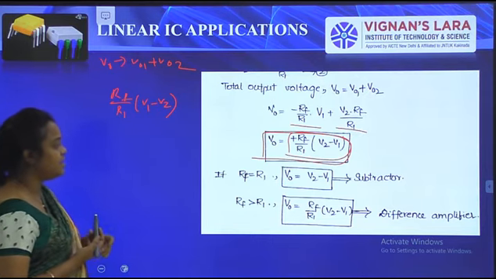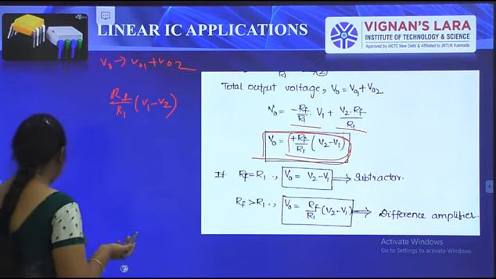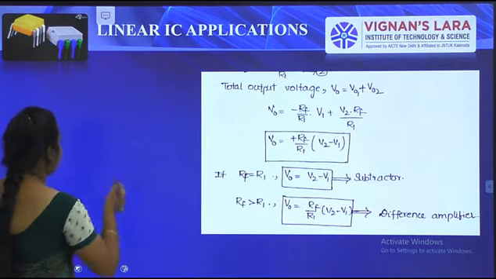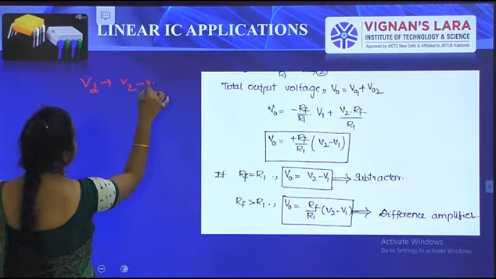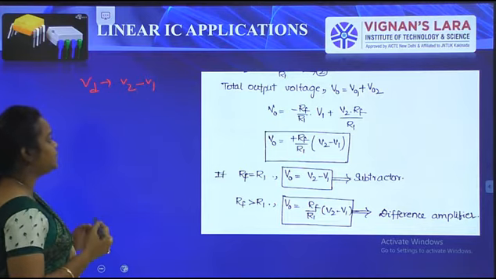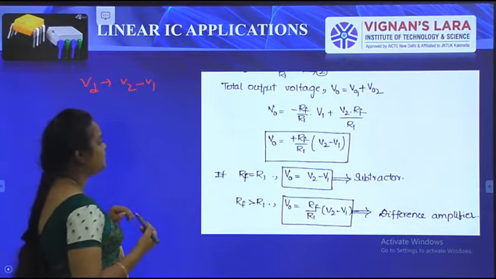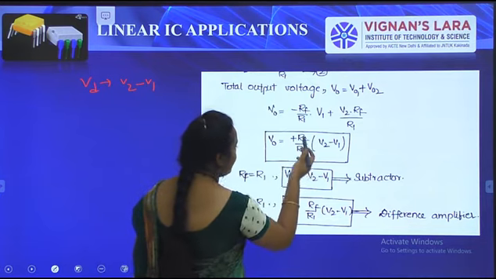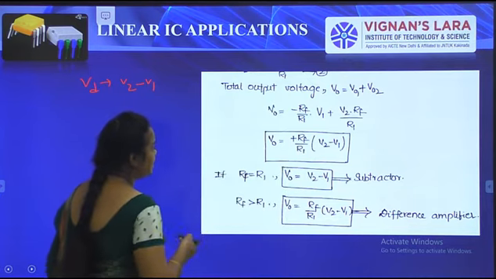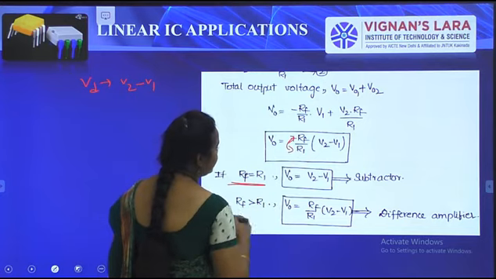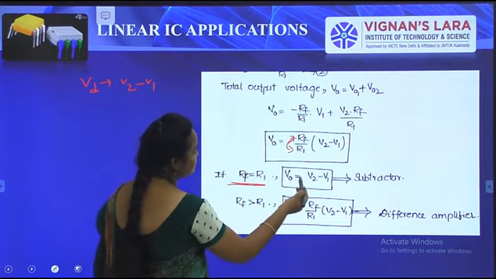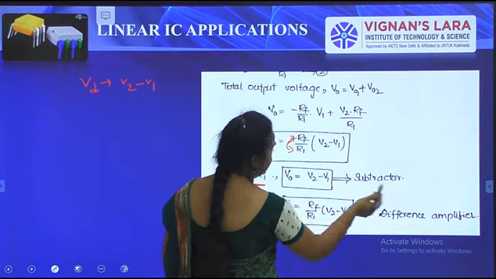Difference amplifier means differential amplifier, so logically we have V2 minus V1, the voltage difference between two input voltages. Finally we have RF by R1 with V2 minus V1. When RF is equal to R1, when these two terms become equal, the equation becomes V0 is equal to V2 minus V1. That is a subtractor.